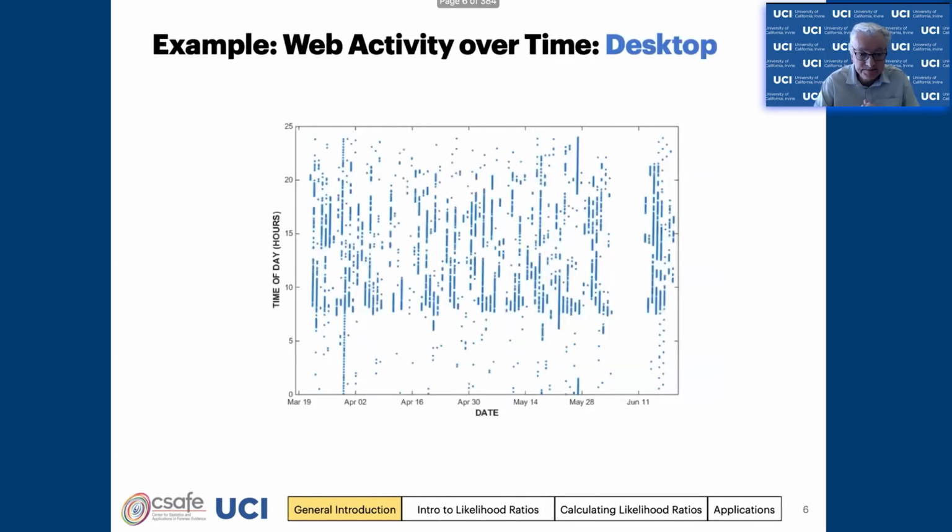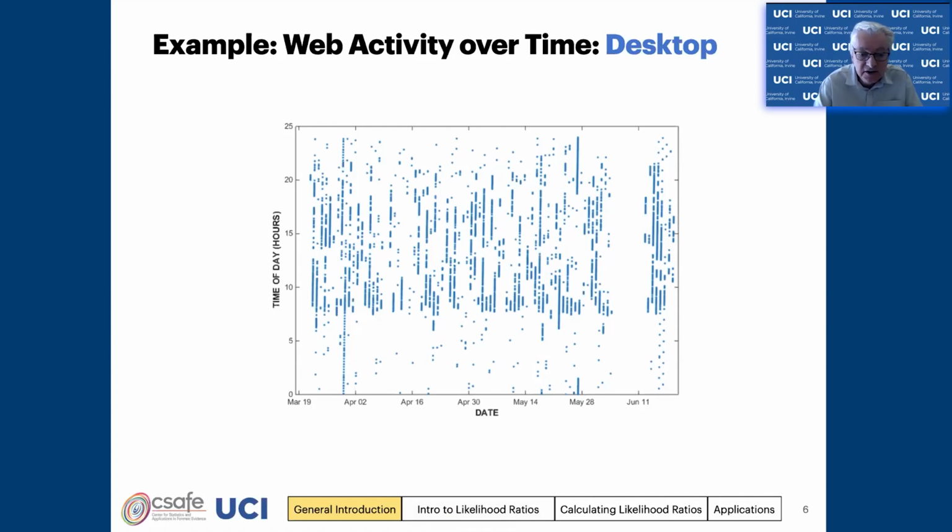Next slide. I'm going to give you an example of what some of this data looks like. This is a complicated picture, so let me explain what we're looking at here. This is URL requests, web requests from a browser on a desktop for a particular user. And the x-axis is time. Particular events, particular requests for web pages. And so each single vertical line corresponds to one day. The y-axis goes from midnight at the bottom to midnight again at the top.